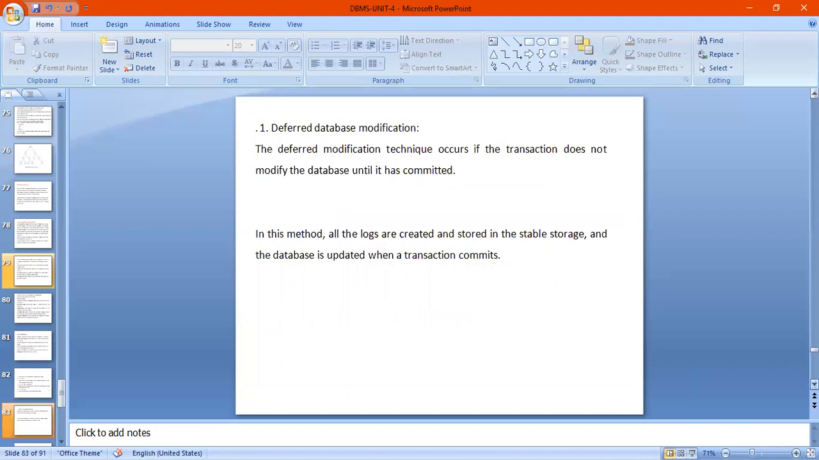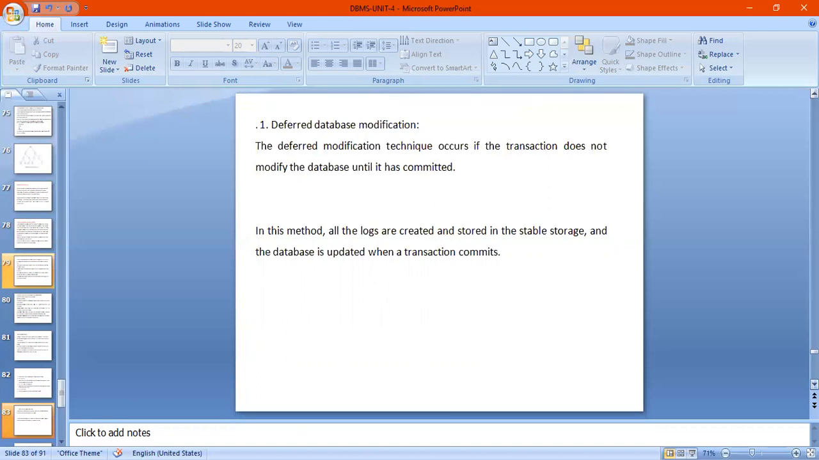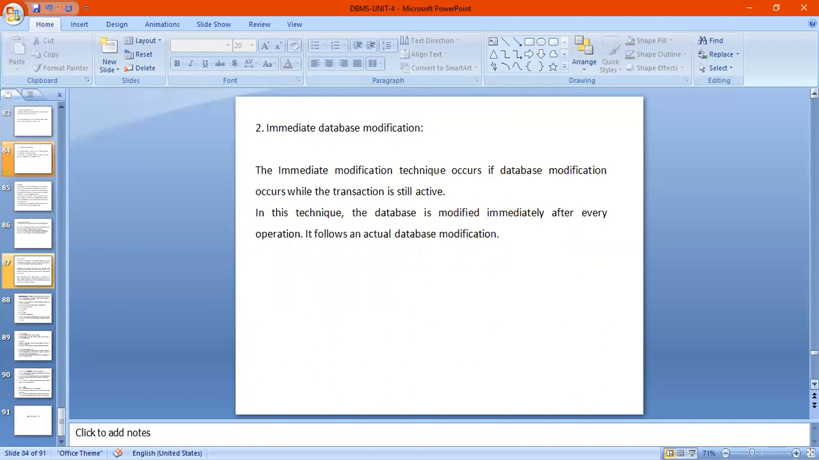Deferred database modification. The deferred modification technique occurs when the transaction does not modify the database until it has committed. In this method, all the logs are created and stored in the stable storage, and the database is updated when the transaction commits. Immediate database modification technique occurs if database modification occurs while the transaction is still active. In this technique, the database is modified immediately after every operation. It follows the actual database modification.